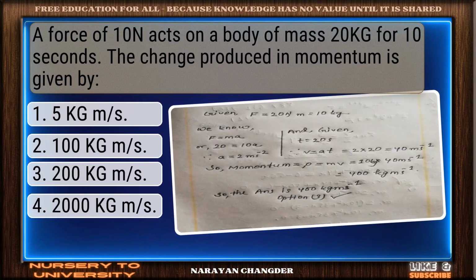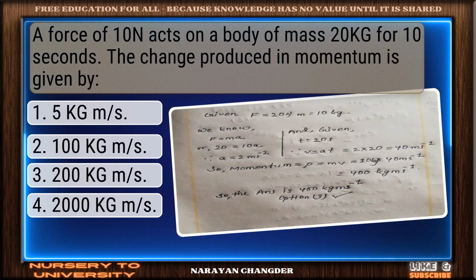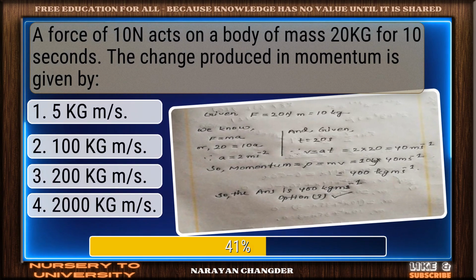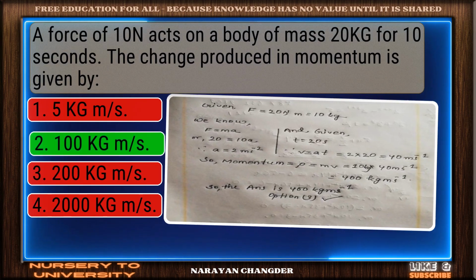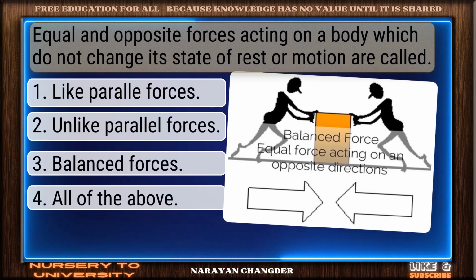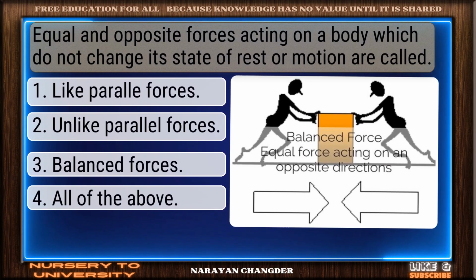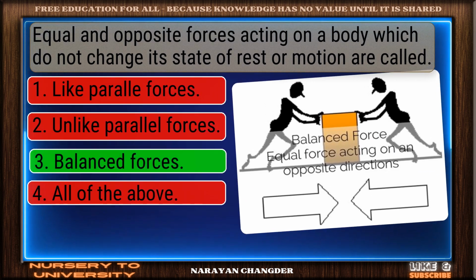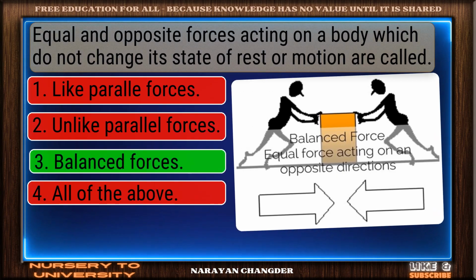Question number 96. A force of 10N acts on a body of mass 20 kg for 10 seconds. The change produced in momentum is given by... Good job. Your answer 100 kg m/s works well here. Question number 97. Equal and opposite forces acting on a body which do not change its state of rest or motion are called... Solid response. Balanced forces is a valid choice.